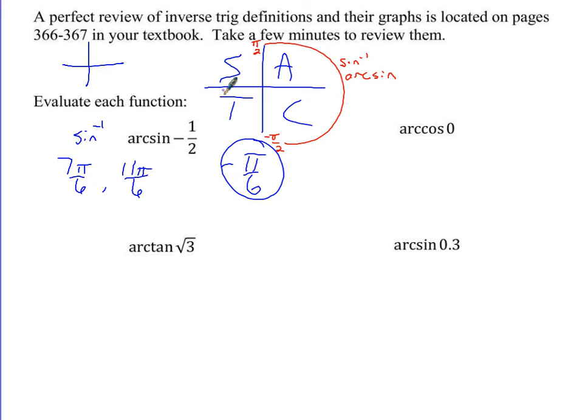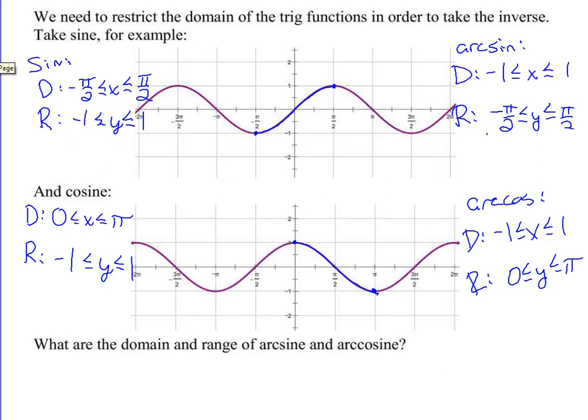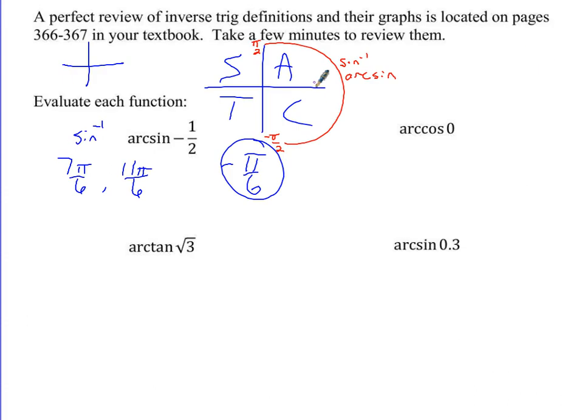So that was sine. If I go back, we had to restrict cosine, so we wound up with that as our range. So our answers for arc cosine need to be in this region right here, from quadrants 1 to 2. What about tangent?